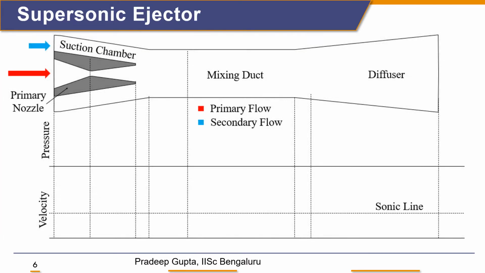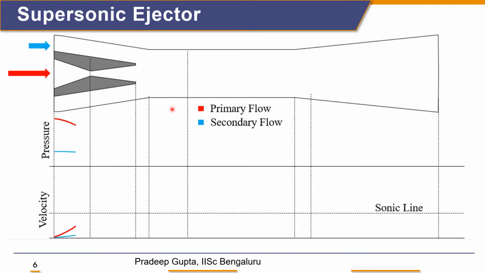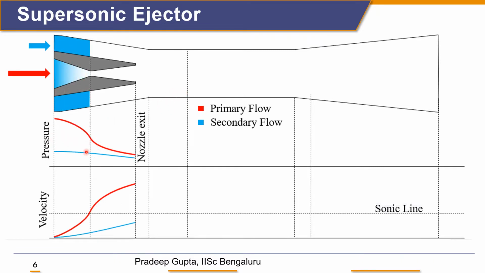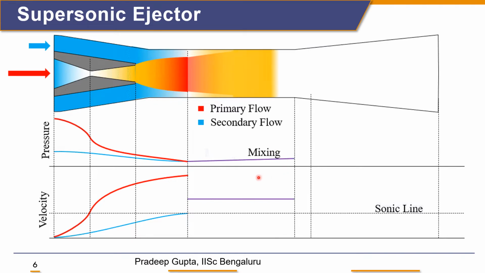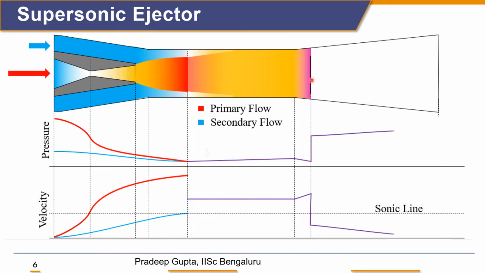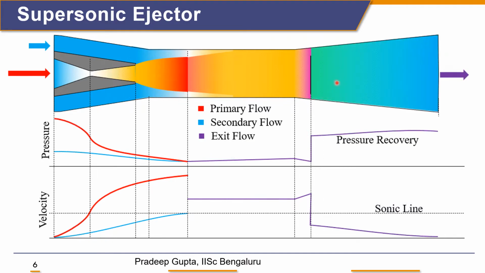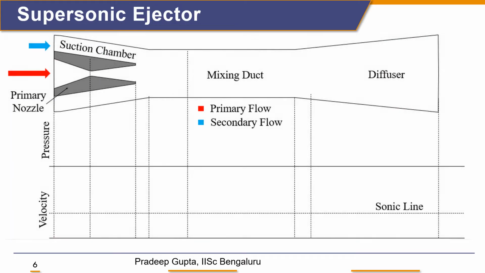So this is how the ejector's working principle works. First the primary flow comes into the ejector, becomes Mach number 1 at the throat, and then expands to supersonic velocity. The secondary flow comes in and gets choked at the virtual throat. Then they start mixing, and the primary and secondary flow mixing ends at the end of the constant area section. Since the velocity is supersonic here, it expands slightly, and then there is a normal shock. The flow becomes subsonic after that, and we have the pressure recovery in the diffuser section.